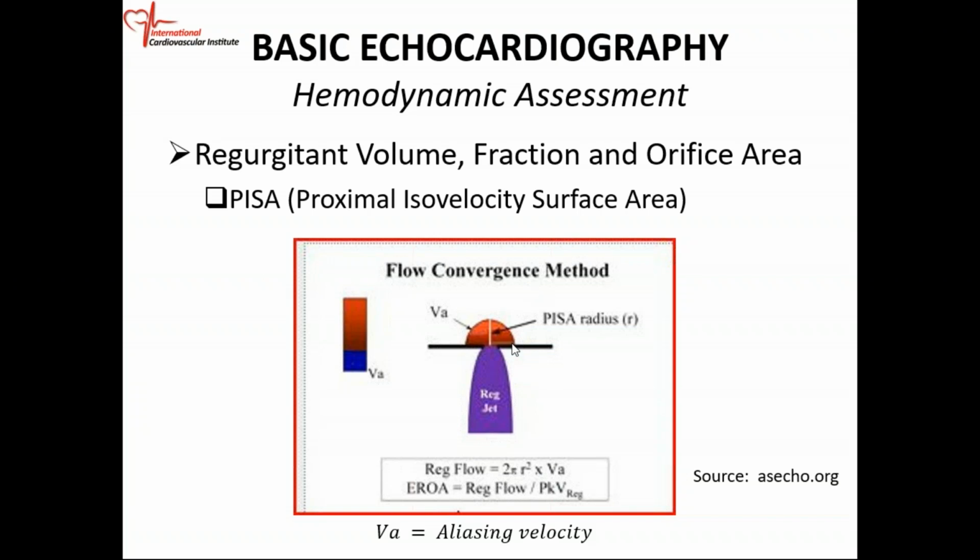Again, the flow at PISA, flow anywhere, is equal to cross-sectional area times velocity. The area of a hemisphere is 2 pi r squared. The velocity along the surface is Va. That's just what we call the Aliasing velocity. It's so good that when you're in echo, you can adjust and set this aliasing velocity. When you're actually doing these studies, if you look at the color bar on the side of your ultrasound monitor, you can adjust this aliasing velocity. That's the velocity along the surface, and you can adjust it to get a nice hemisphere.